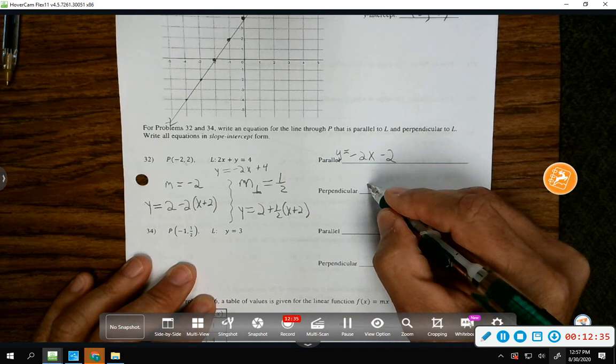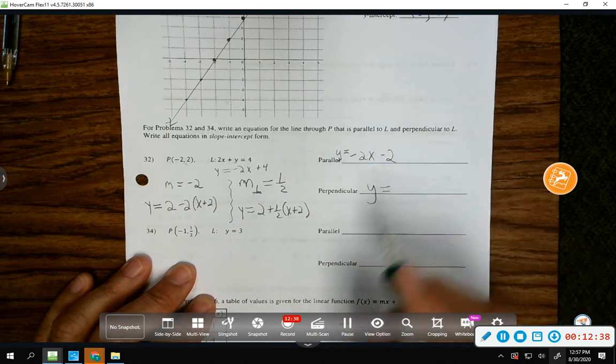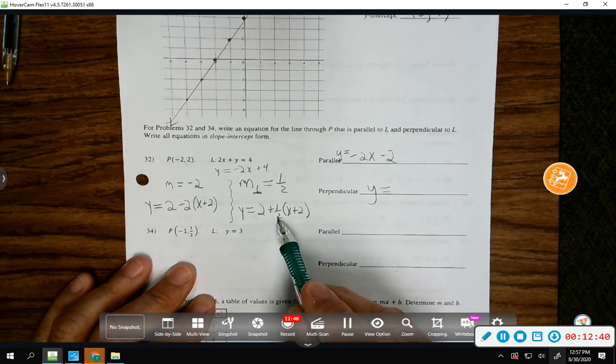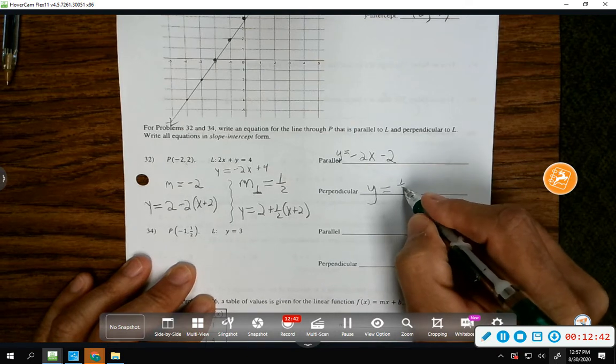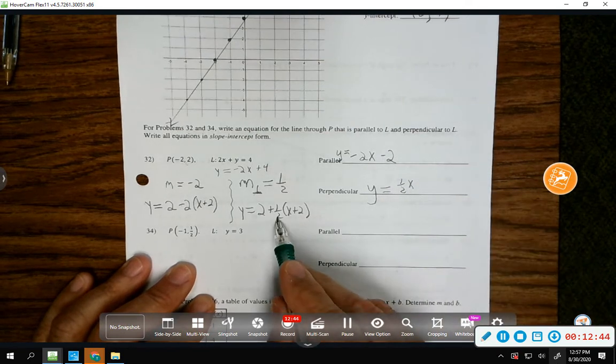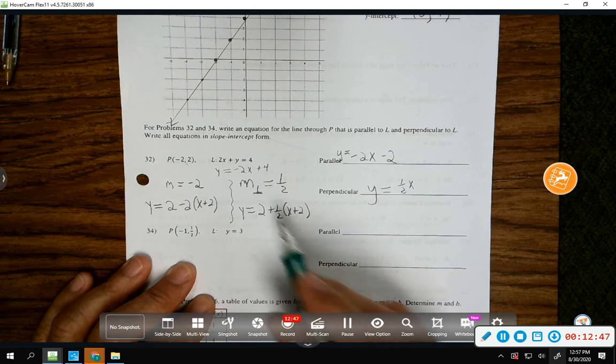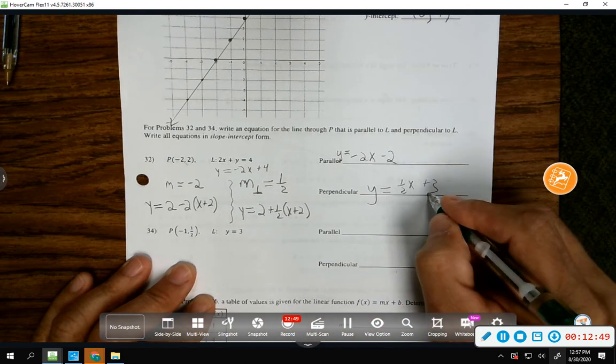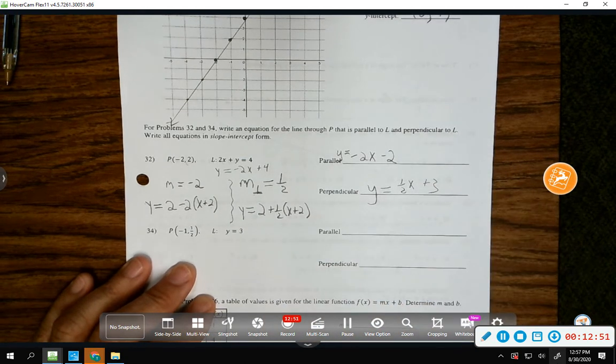Same here. Have to have y equals 1/2 x plus 1. So I can go ahead and write the 1/2 x down. Plus 1, I have to add this 2 to it. I get plus 3. All right?